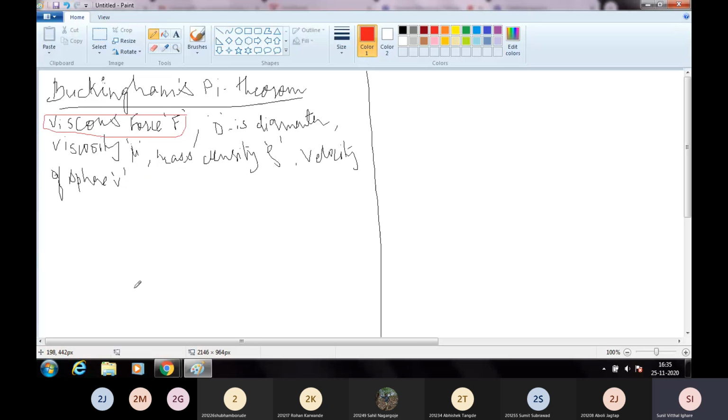Now, how to form an expression, that we are going to see. The first task is to form the relationship between dependent and independent variables. By looking at these terms, you can say which is the dependent variable and which is the independent variable. We need to find this F, the viscous force, which is the dependent variable, which is a function of the rest of the terms.